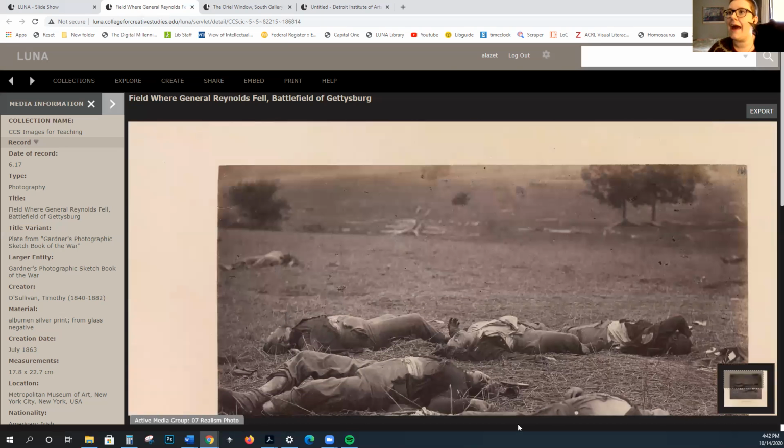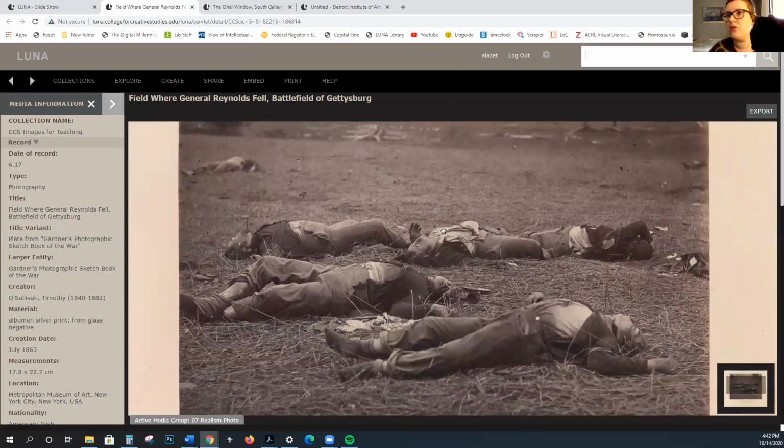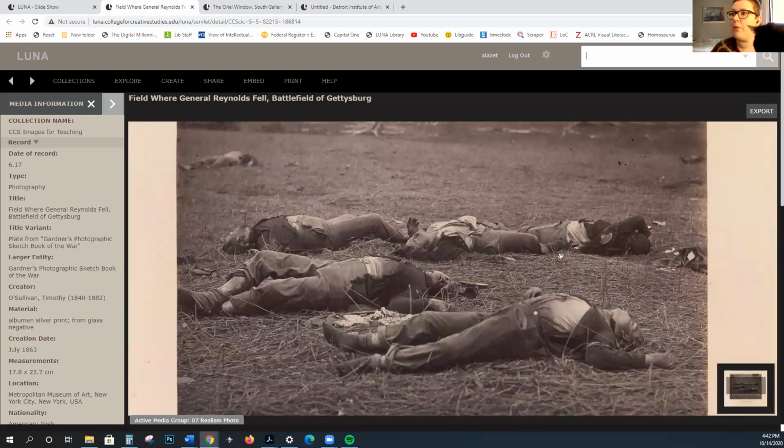Basically, after the battle, you would have scavengers who would come to the field. These are people who scavenge the dead bodies for anything that could be valuable. At this time, shoes are valuable. They would remove any gold teeth. They would take any jewelry, watches, anything like that. And so we're seeing the aftermath of a battle, but it's after the scavengers have gone through.